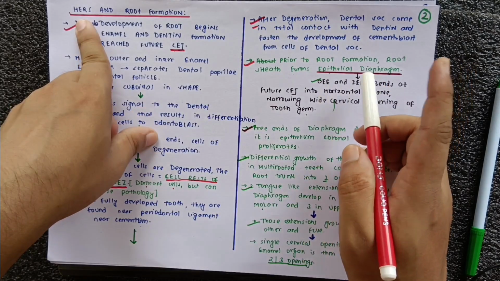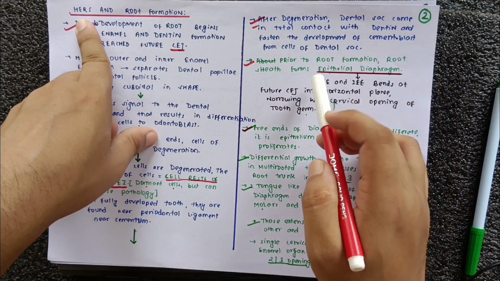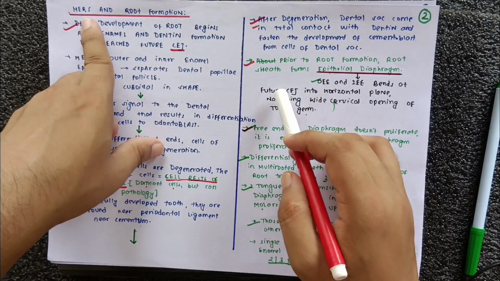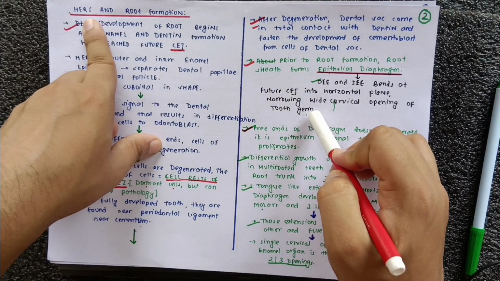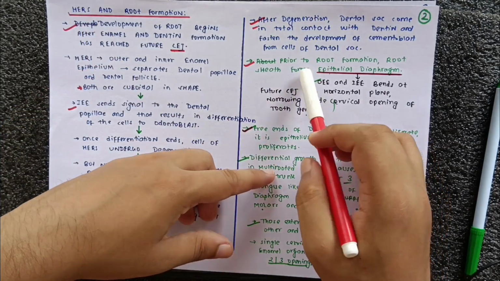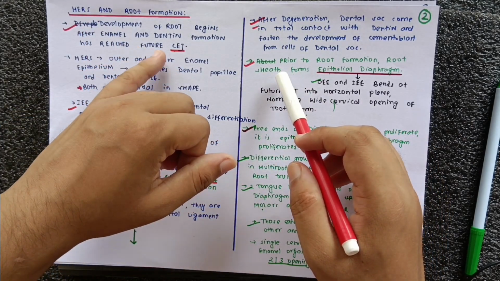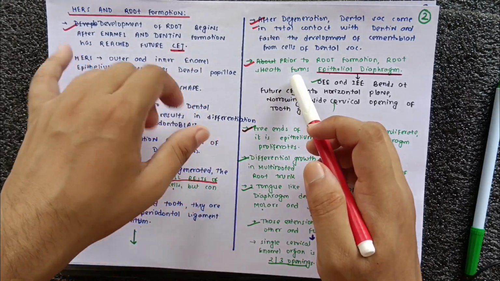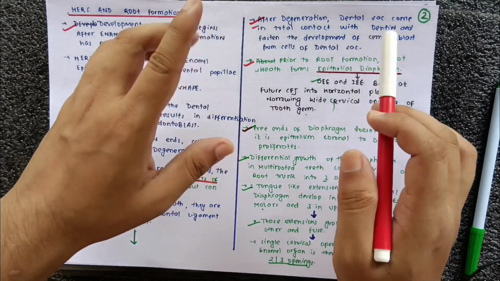But don't get confused that only that layer is the epithelial root sheath. It is not so. The epithelial root sheath means the cell layer and also the epithelial diaphragm. I have written here, it is the outer enamel epithelium. Development of the root begins after enamel formation, at the future cemento-enamel junction.